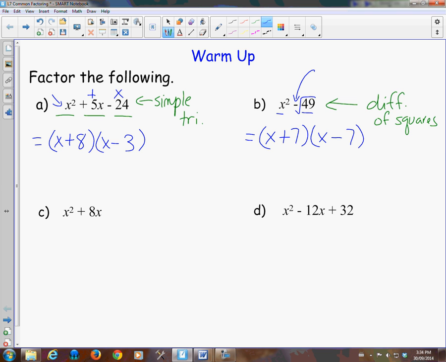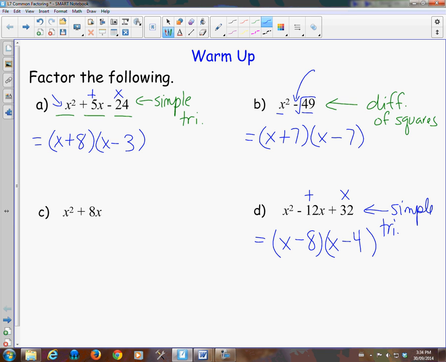D also is a simple trinomial, which is easy to tell because it has an x squared, an x, and a number. So we have our two brackets, an x at the front, and now I need to know what multiplies to 32 and adds up to -12. So we'd have -8 and -4.